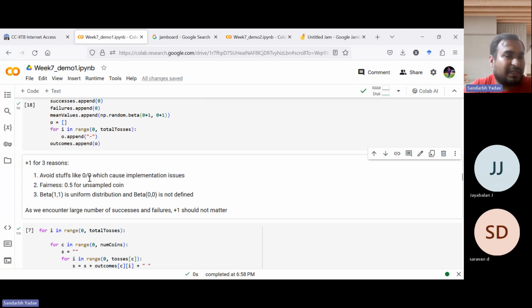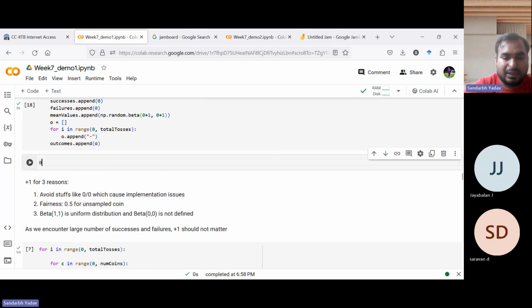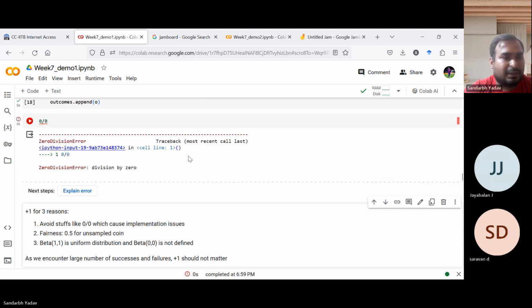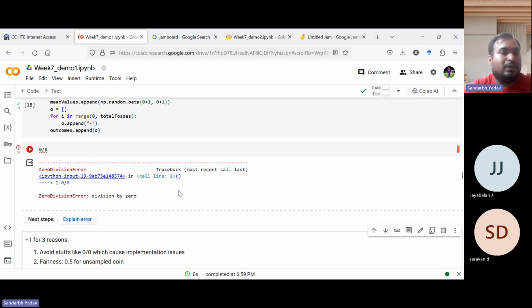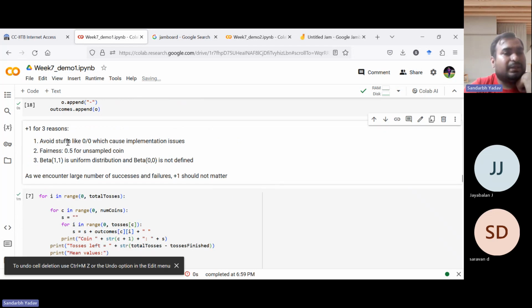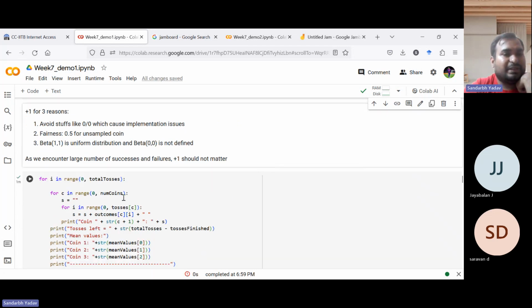In theory we can deal with it, but in coding these cause implementation issues because there will be division by zero. Python might not handle it. Let's see, if I do zero by zero, what it says. See, it gave an error, division by zero. So these kinds of implementation issues are always there. And also fairness, as we will see in the demo.